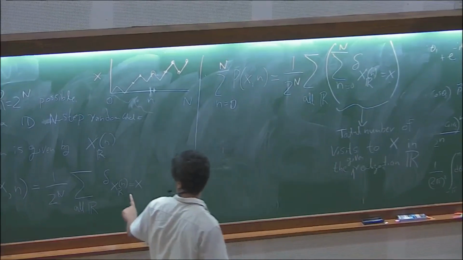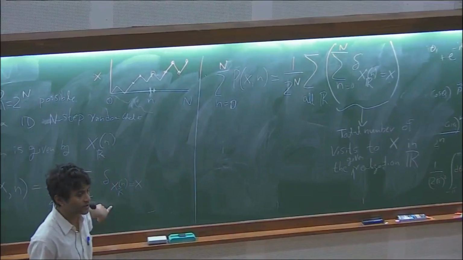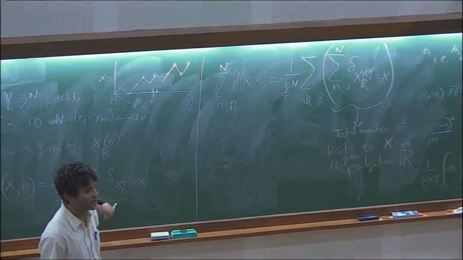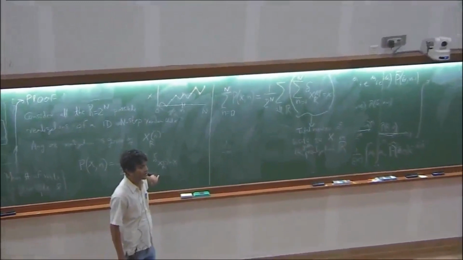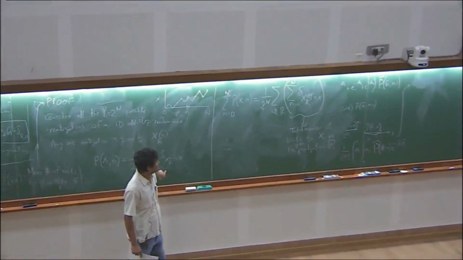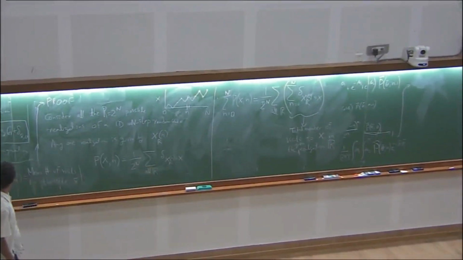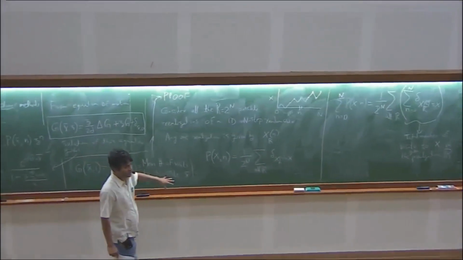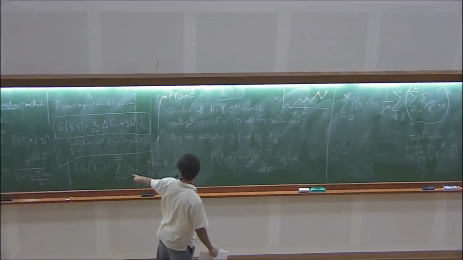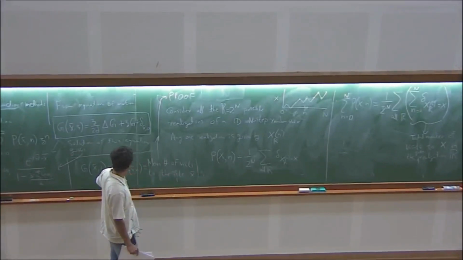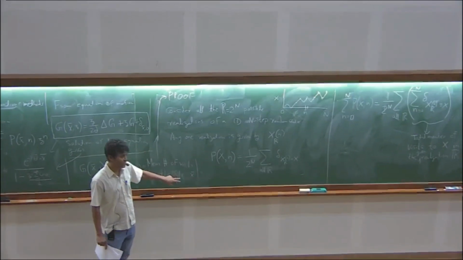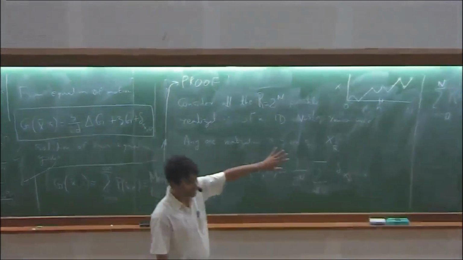That was this statement. So this was for infinity, but I can put a capital N here. Here I put infinity, but now I'm trying to prove a statement for capital N. If I put capital N here, it gives the mean number of visits to the site x till time N. Okay, and that's what I'm trying to prove.